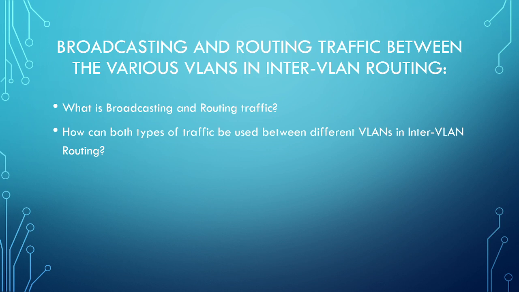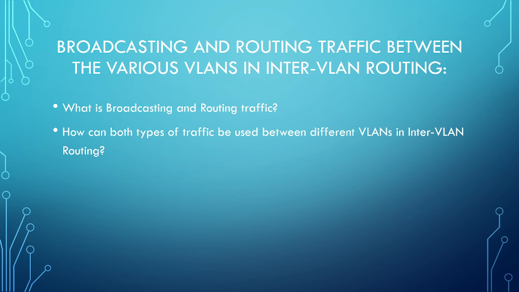Routing traffic, on the other hand, is basically a more targeted type of data transmission. Instead of sending a packet to every single device in the network, like broadcasting traffic, routing traffic directs the packets to the specific device that needs it. This is achieved simply by the encapsulation of the packet within the destination device's IP address.